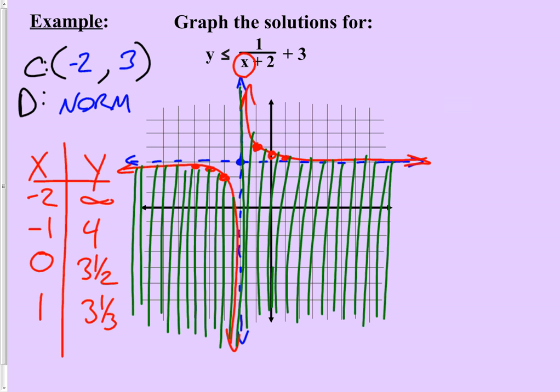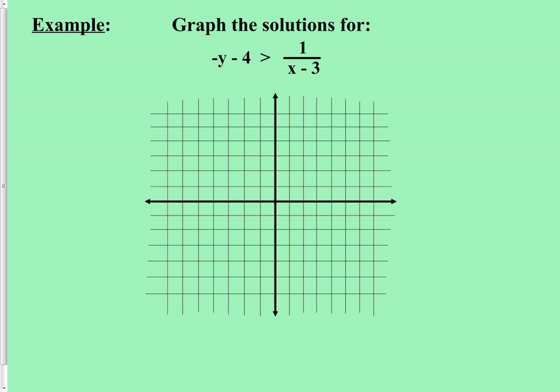Okay, let's take a look at one more. Hopefully I won't mess this one up. This time we do not have a variable isolated. So we're going to have to either get the variable isolated or just simply take the inequality as it is written and perhaps pick a test point. Personally, I think I'm going to get the variable isolated. It is not a big challenge to get that y by itself.